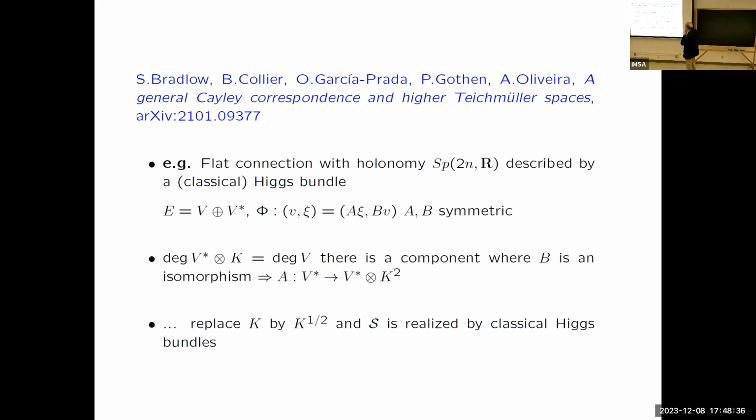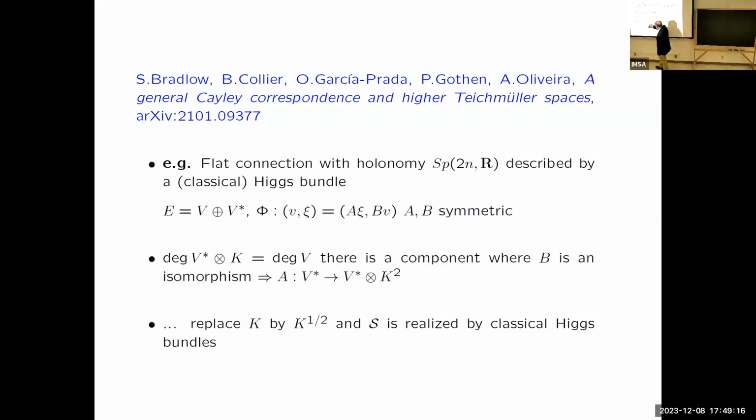So this is where you're looking at the non-abelian Hodge correspondence, which relates flat connections with classical Higgs bundles. So here's a particular situation of this Cayley correspondence: if you're looking at flat connections with holonomy in this real group, and you want to understand how to describe them by a classical Higgs bundle, then you take a Higgs bundle which is the direct sum of the vector bundle and its dual, and you take a Higgs field which is off diagonal, if you like. A takes B to be dual, B takes the other way around, these are symmetric.